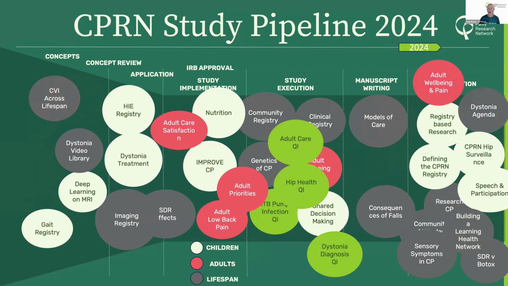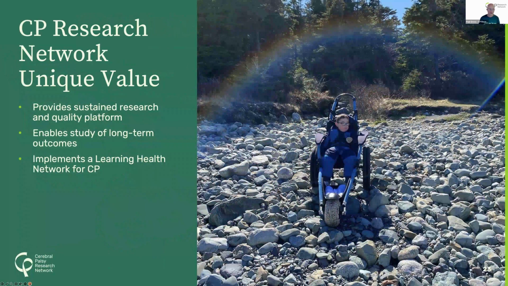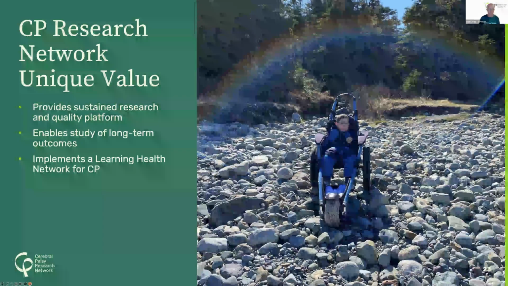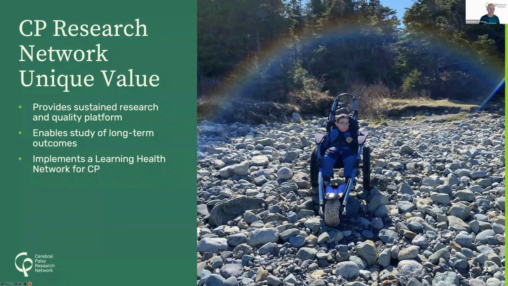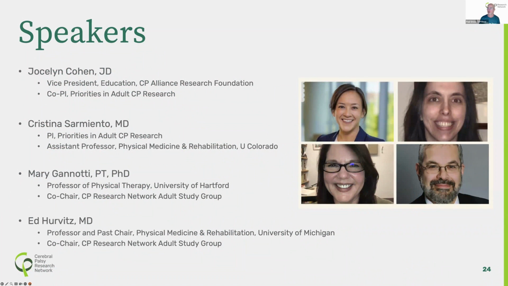So as you can see, we have a lot of work going on in the network. A lot of it addresses the needs of kids, and a lot of it addresses the needs of adults. And that's really a very good segue into tonight's topic. The unique value of the network is that it provides this sustained platform for both research and improving care, and it enables the study of long-term outcomes in people with CP, and it is core to implementing a learning health network.